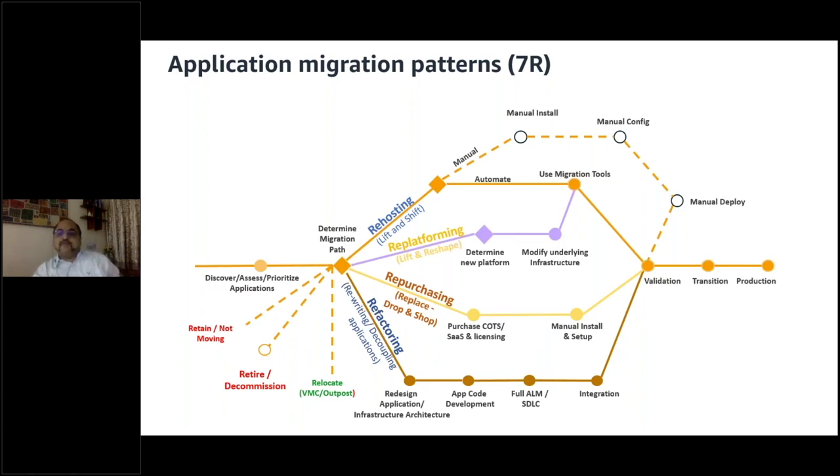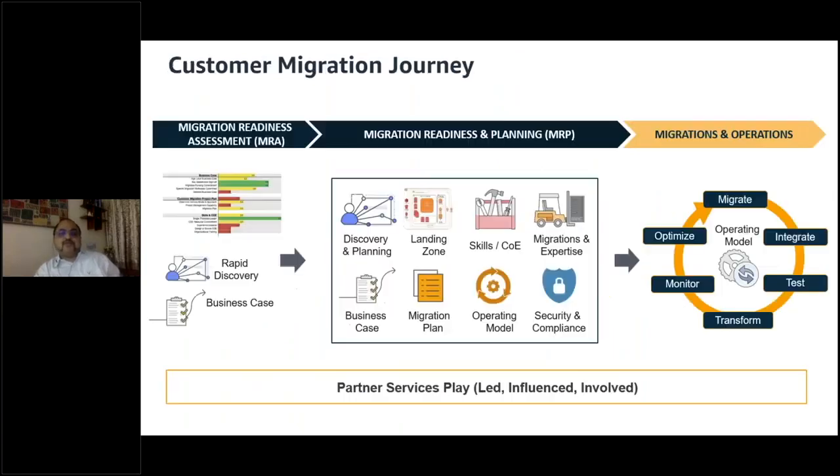So all of them have a typical journey path. Whether you do manual rehosting, or use some automation tool, or determine a new platform, or do a repurchase, where you purchase a COTS or a SaaS-based model, all of them eventually reach validation and transition. Finally, you validate what you have done, transition, and then put it into production. So this one slide sums up your journey onto the cloud. And trust me, these are very simple journeys, because there are a lot of tools and a lot of knowledge available, both from the team and on the open internet. So you really don't have to struggle in moving to the cloud.